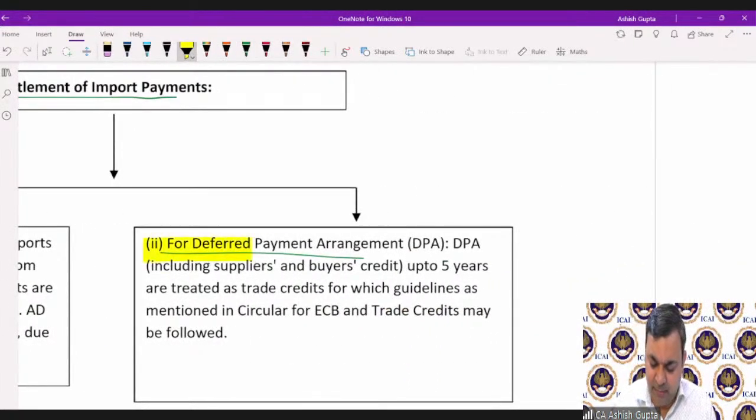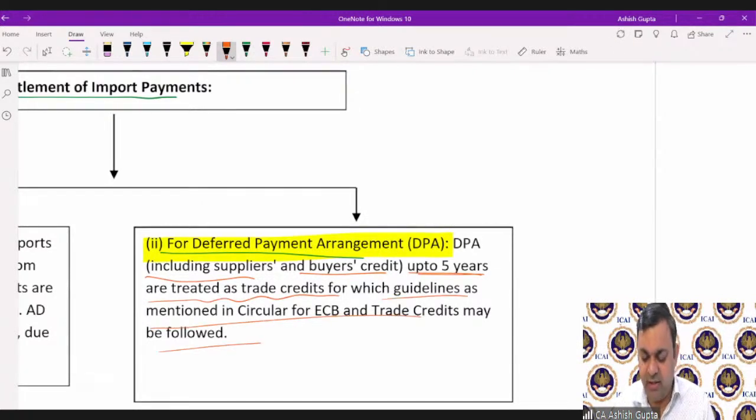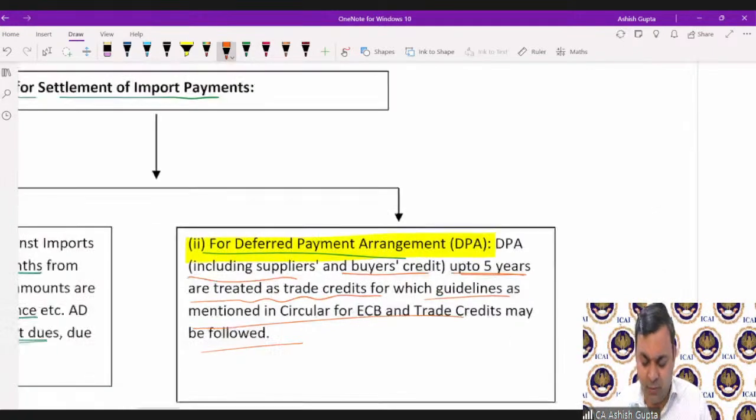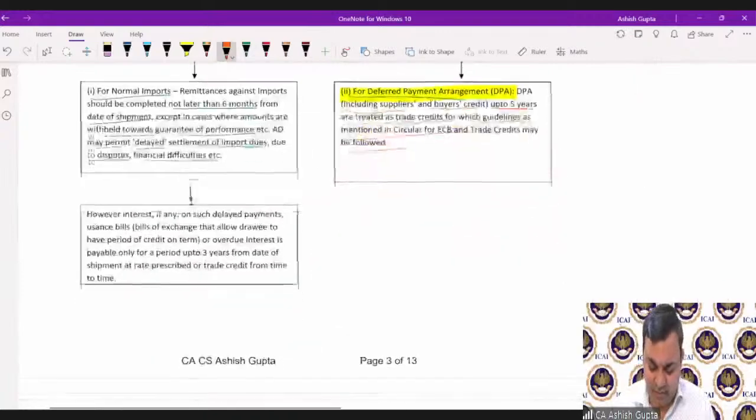For deferred payment system arrangement, DPA, including supplier's or buyer's credit, up to 5 years are treated as trade credit, for which guidelines mentioned in the circular for ECB and trade credits may be followed. Okay, so up to 5 years. If that credit is allowed, you can make payment within that time period.